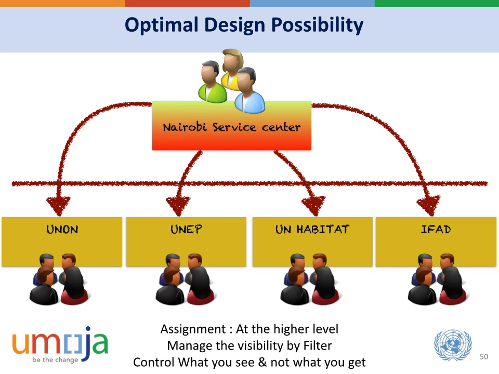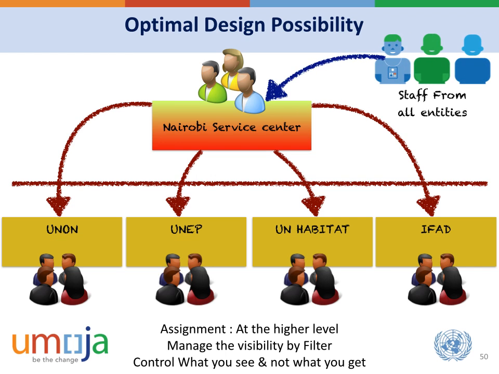So by assigning the Nairobi Service Center to UNON, UNEP, and UN Habitat, any request coming out of UNON or UN Habitat will still get routed to the Nairobi Service Center. And if you want, only a certain set of people will be managing UNON and a certain set of people will be managing UN Habitat. Manage the control by what you see, not by what you get. So the Nairobi Service Center can be assigned to staff from all entities. It's not necessarily limited to one entity, and also, to make it clear, it is not location specific.